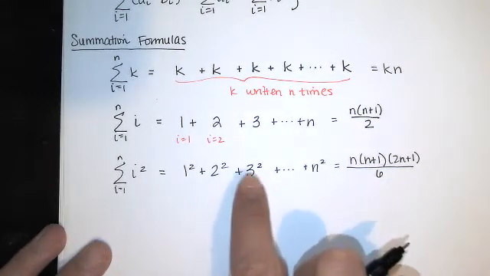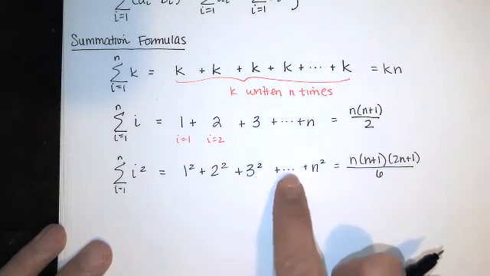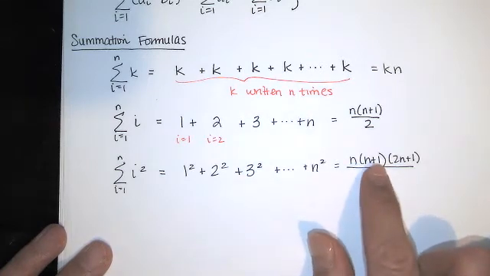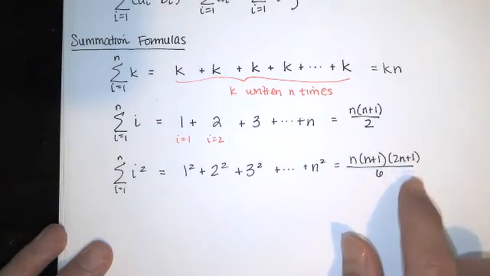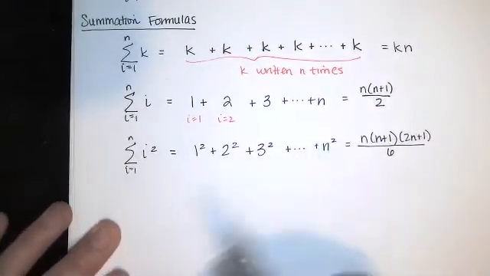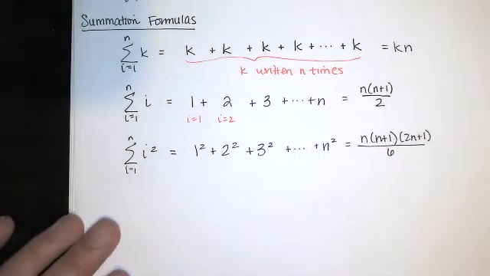So 1 plus 4 plus 9, all the way up to 100 squared, turns out to be 100 times 101 times 201 divided by 6. That's what you get. And of course, you can plug in other values for n as well.